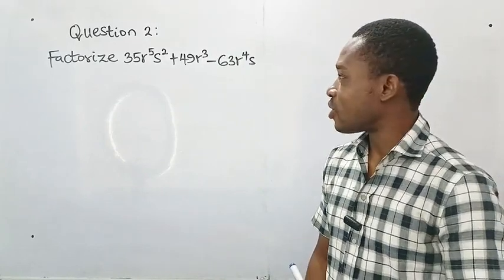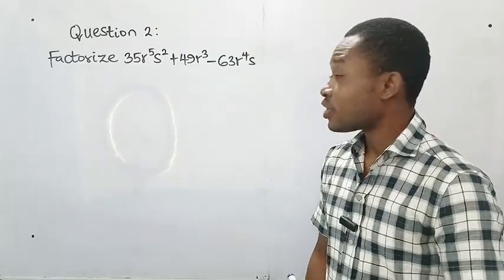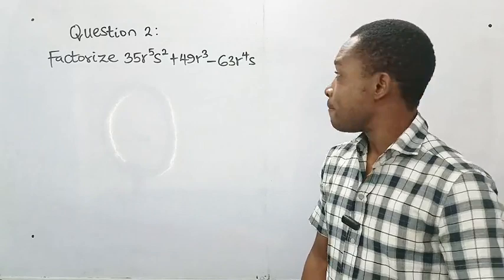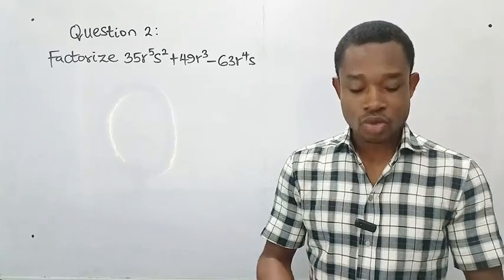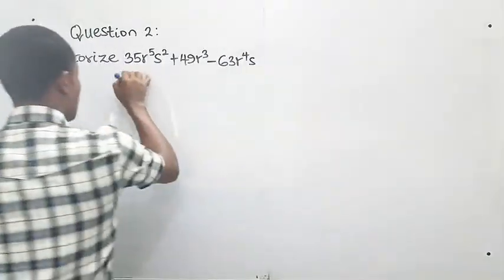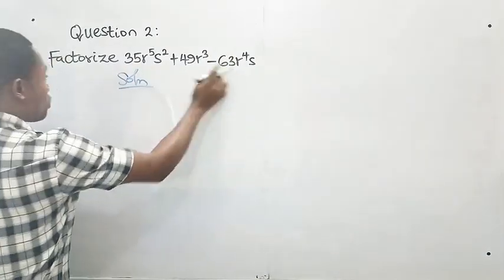We are asked to factorize 35r^5s^2 + 49r^3 - 63r^4s. How do we solve this question? Solution. Now, this is what was given to us.